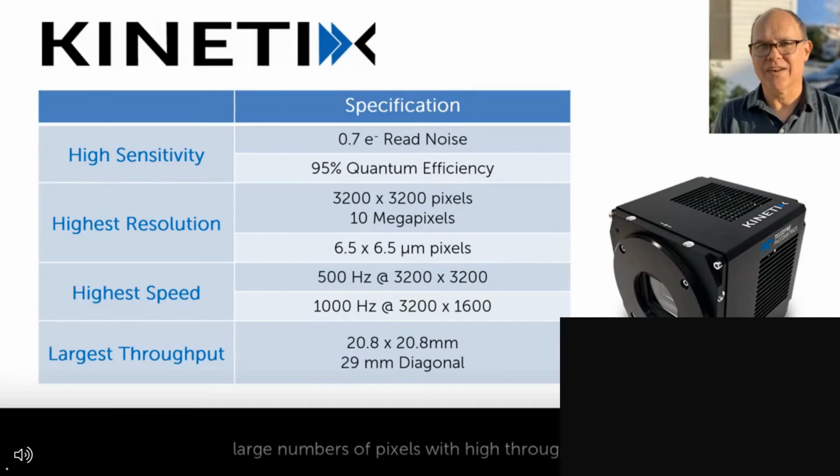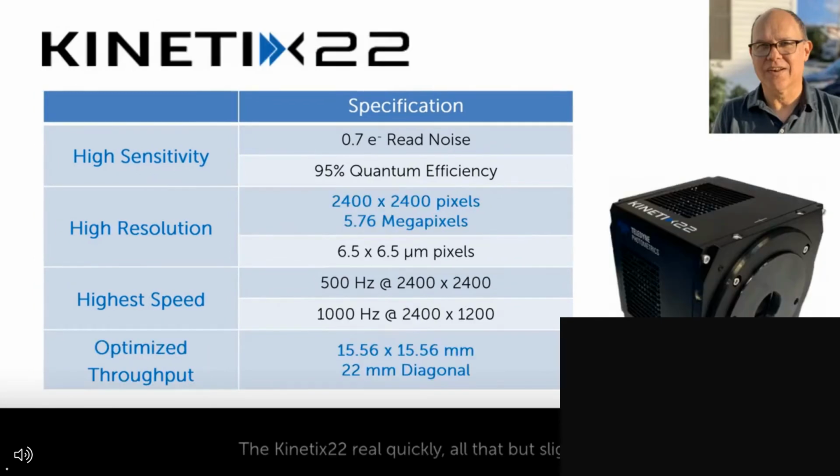high throughputs. The Kinetics 22, real quickly, all that, but a slightly smaller field of view for folks who can't take advantage of the 29 millimeter diagonal field of view of the full Kinetics. So it comes up at 2400 by 2400, 6.5 micron pixels. If your imaging system doesn't cover it, why collect data that you don't need? It has a total of 5.7 megapixels, same modes as the Kinetics and same frame rates as the Kinetics.